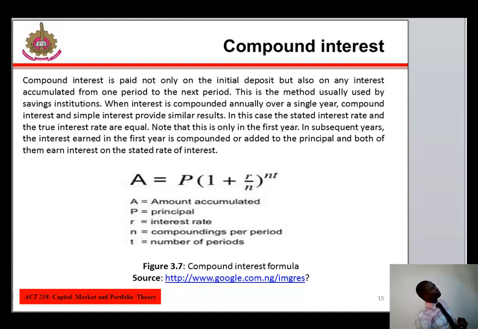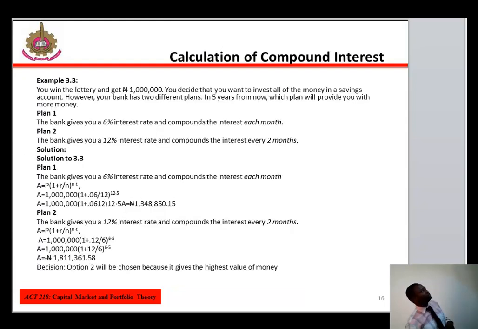Note this formula. We have A equals P into bracket 1 plus r over n, raised to power nt. A is the amount accumulated, P is the principal, r is the interest rate, n is the number of compounding periods per year, and t is the number of years. So now let's quickly look at this example.